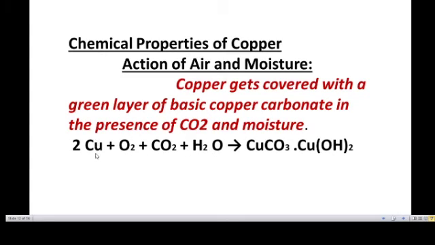So a copper vessel placed in the open easily reacts with the oxygen, carbon dioxide and water to form copper carbonate, CuCO3·Cu(OH)2. This is basic copper carbonate. Basic copper carbonate is formed in the presence of carbon dioxide and moisture.